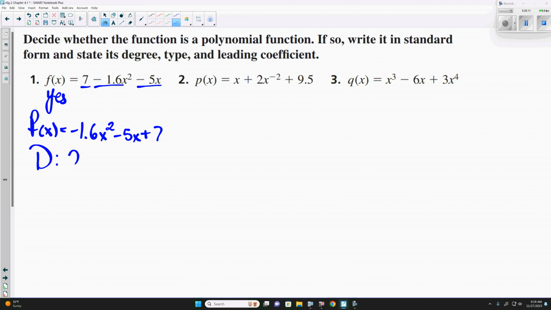The degree is indeed 2 because the number of the biggest exponent connected to a variable is 2. So it's 2. The type is a quadratic. And lastly, the leading coefficient: the number in front of the variable with the biggest exponent, negative 1.6. Questions on number 1?